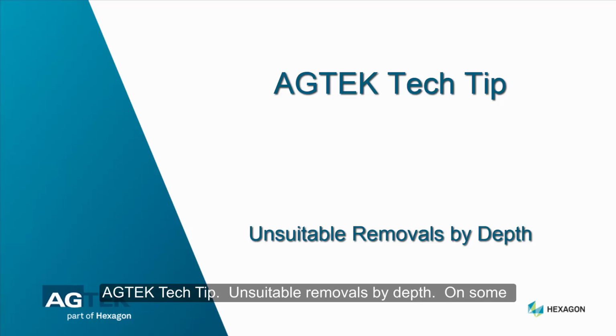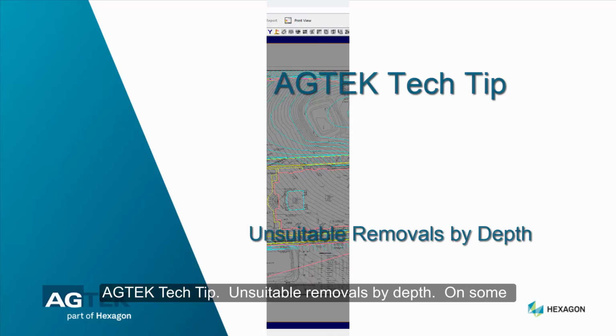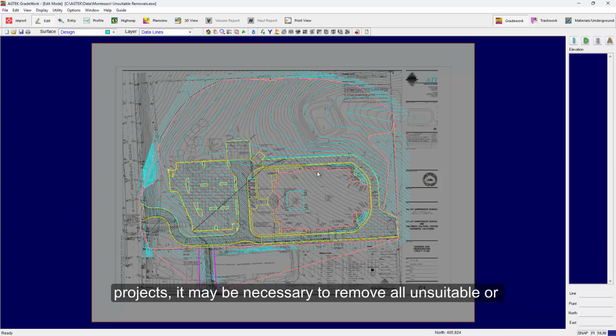AgTech Tech Tip: unsuitable removals by depth. On some projects, it may be necessary to remove all unsuitable or undocumented fills under structural areas. In some cases, the depth of the removals may vary. The depth may be represented by boreholes or test pits that show the bottom of the removal. In this case, you may use a strata surface to create the bottom of the over-excavation.